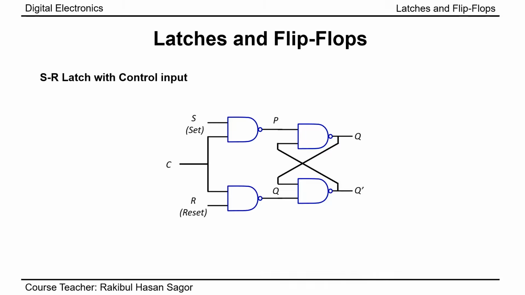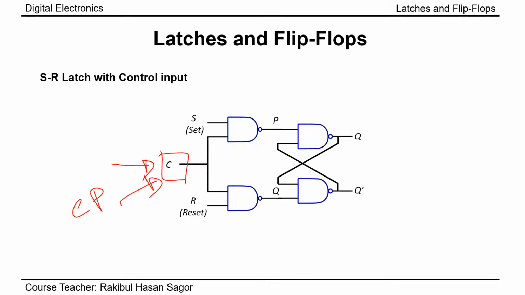This is a typical SR latch with control input. You can see the control input. Whenever this control signal is supplied by clock pulse, that means CP, clock pulse train, then this type of latch with control input that is supplied by clock pulse is renamed as flip-flop. Before I start flip-flop, let me give you a brief idea on clock pulse.